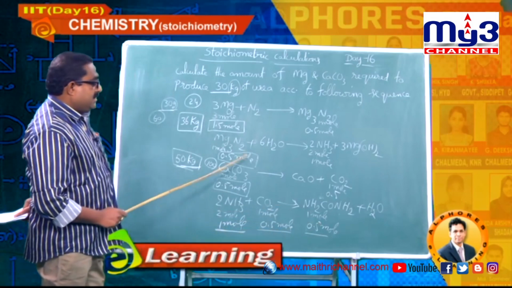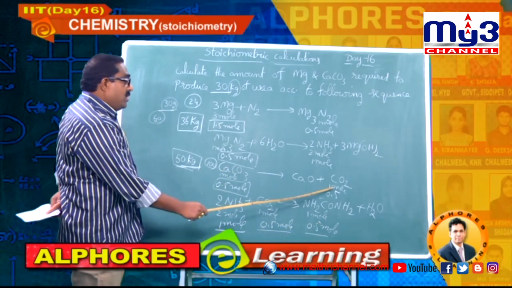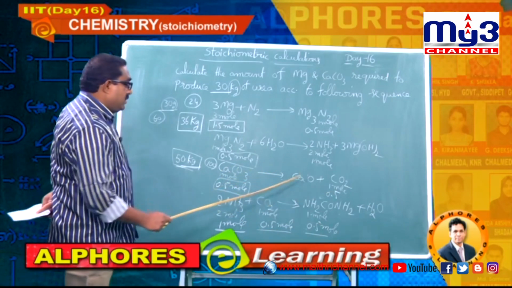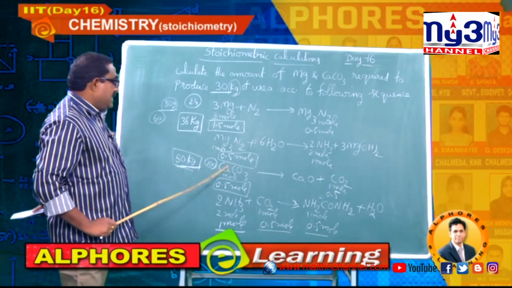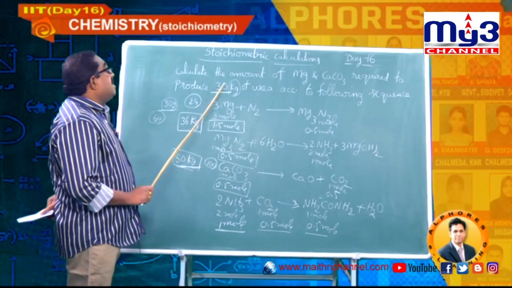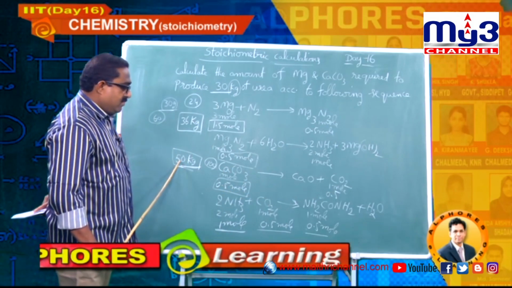But carbon dioxide is forming from the decomposition of limestone. So 1 mole is coming from 1 mole. So 0.5 mole should come from 0.5 mole. So 0.5 into molar mass of calcium carbonate 100, that is 50 grams. But as given in kg, I have changed it into 50 kg. Half of the question is over.